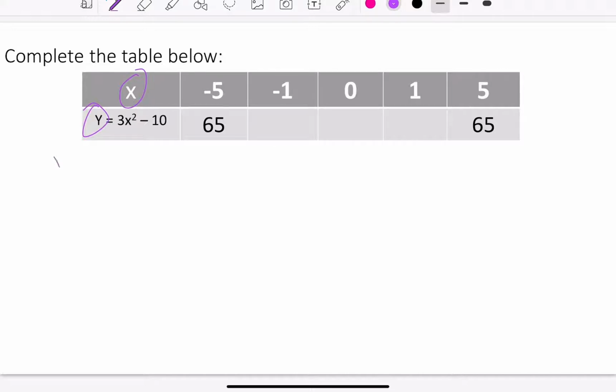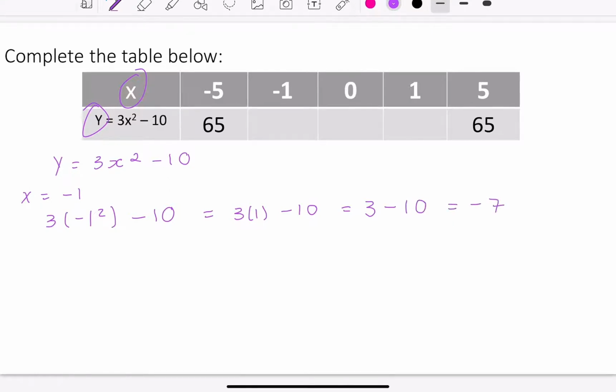As we know, y is equal to 3x squared minus 10. So when x is minus 1, I'm going to get 3 times minus 1 squared minus 10. Minus 1 times minus 1 just gives me 1, because a negative times a negative is a positive. So I now get 3 times 1 minus 10. 3 times 1 is just 3. I've still got to take away that 10. 3 take away 10 is minus 7.